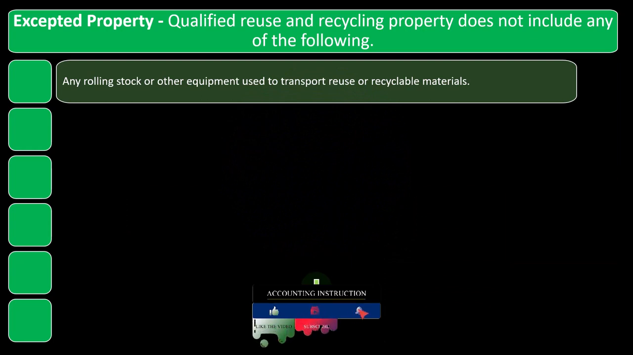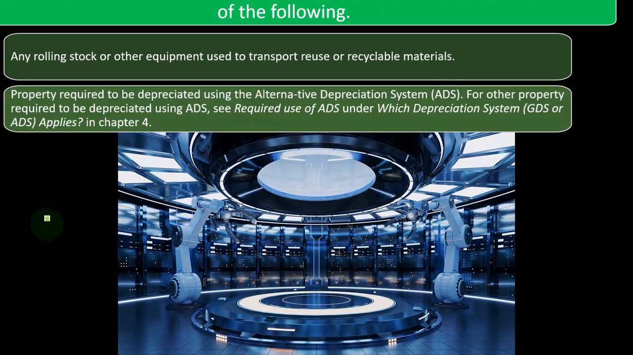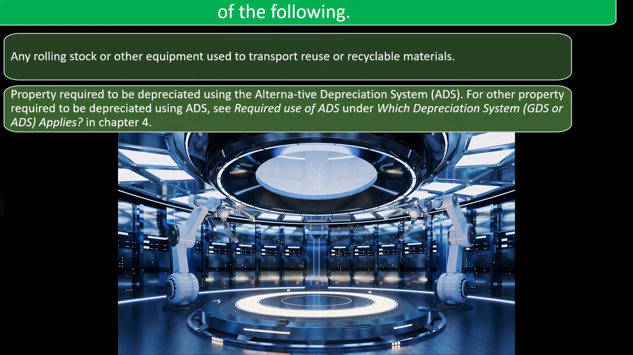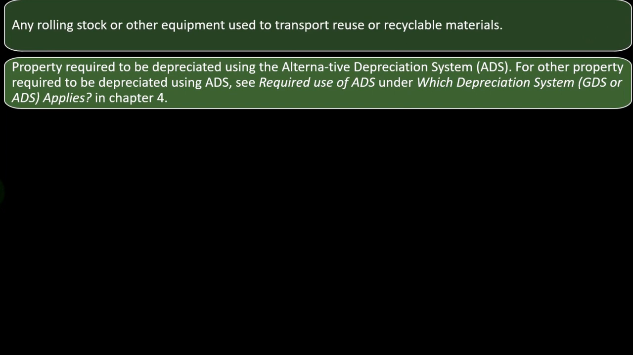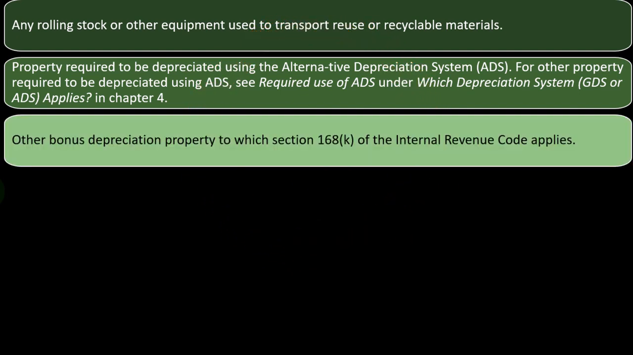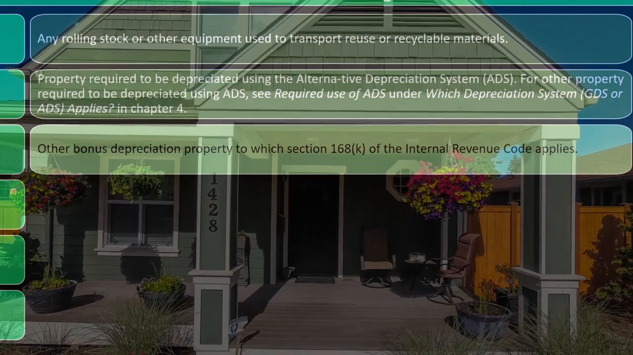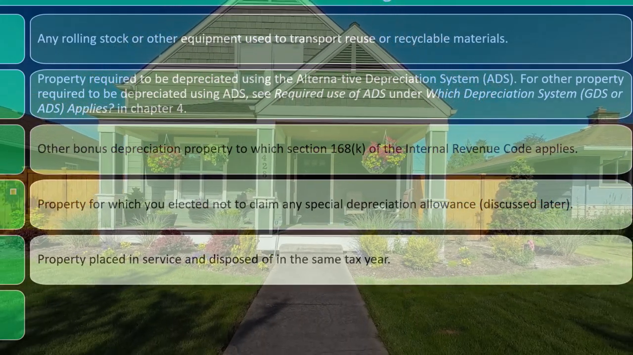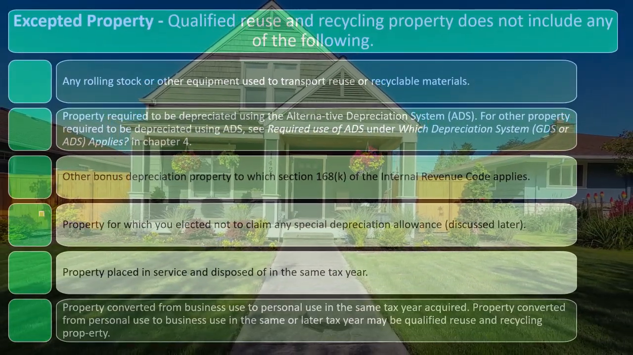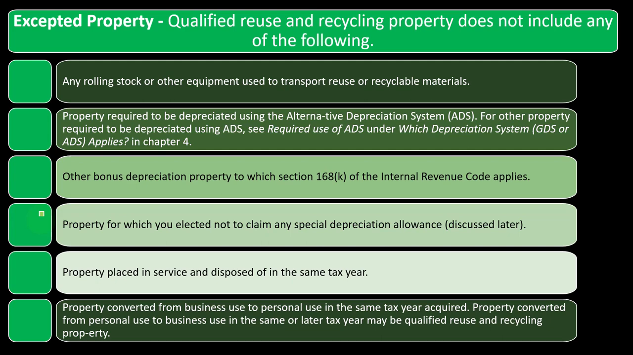Excepted property. Qualified reuse and recycling property does not include any of the following: any rolling stock or other equipment used to transport reuse or recyclable materials; property required to be depreciated using the alternative depreciation system, that's the ADS, not MACRS, which is the standard form at this point in time; other property required to be depreciated using ADS, as explained under Which Depreciation System (GDS or ADS) Applies in Chapter 4. We'll talk more about that possibly later. Other bonus depreciation property to which Section 168(k) of the Internal Revenue Code applies; property for which you elected not to claim any special depreciation allowance. We'll discuss that later. Property placed in service and disposed of in the same tax year; property converted from business use to personal use in the same tax year acquired.